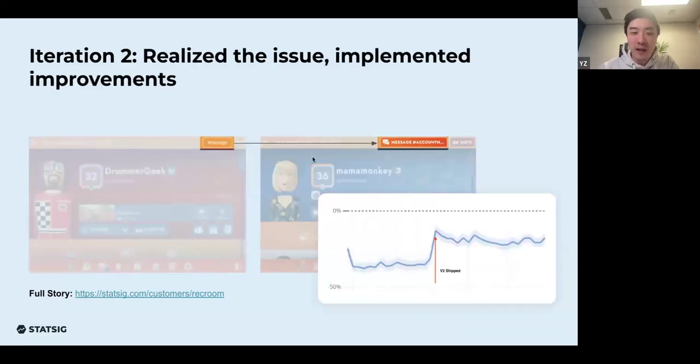So with the learning, the team went to the first iteration to make message bigger and more prominent. And the result is, if this is a daily view, the dark blue line is the mean, and the area is the confidence interval. So messages increased, but still below 0%. So this is the average treatment effect. When they shipped the new improvement, it got better, but still statistically negative.